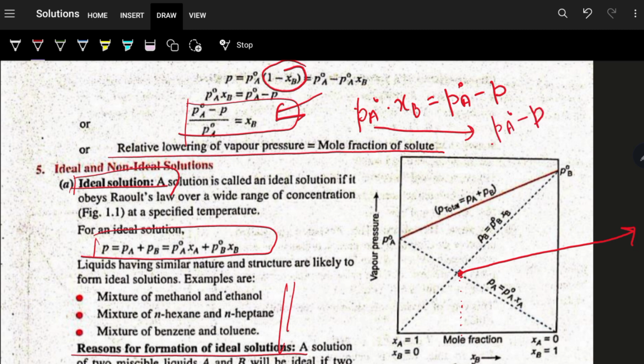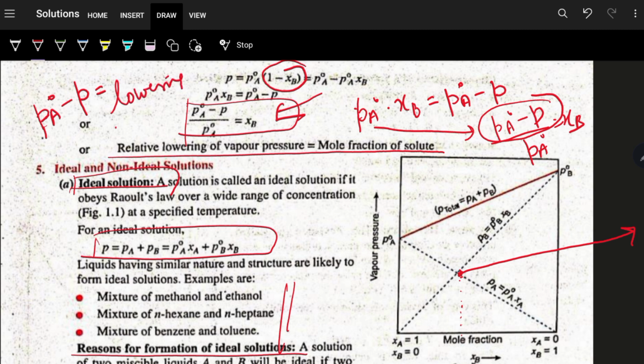PA naught minus P by PA naught is equal to XB. That's how we have got it mathematically by simplification. But since PA naught minus P is the lowering of vapor pressure, PA naught was the vapor pressure of the pure component A. On account of adding the non-volatile solute B, the pressure has lowered and has become P. So how much lowering? This is known as lowering of vapor pressure. So PA naught minus P is the lowering of vapor pressure.